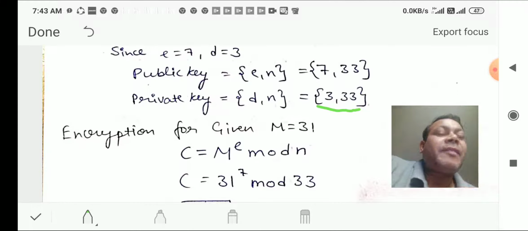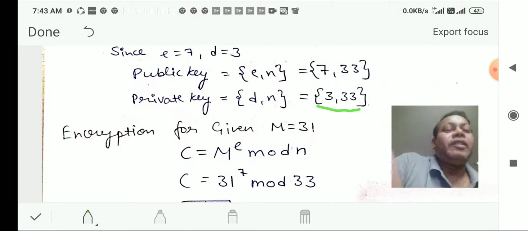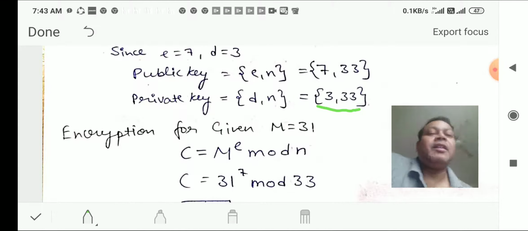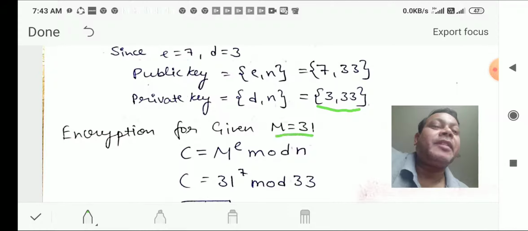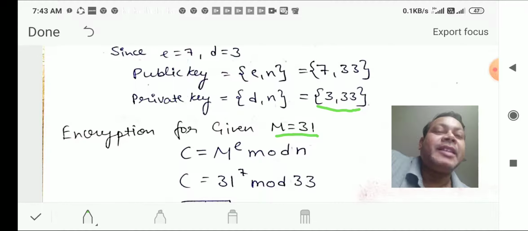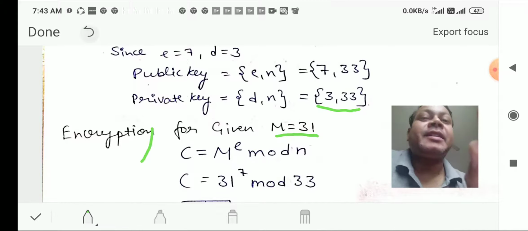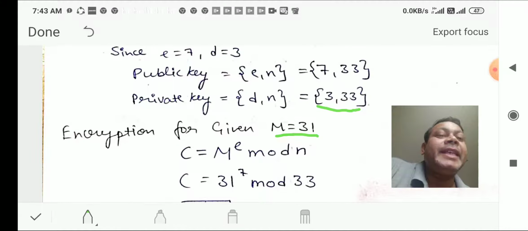Now the next step is encryption. We have all the keys. Now we are supposed to encrypt our data. Assuming that the message is 31, we are supposed to encrypt message 31. The formula for encryption gives the ciphertext C. C is equal to M, that is the message, to the power E, that is the public key, mod N.